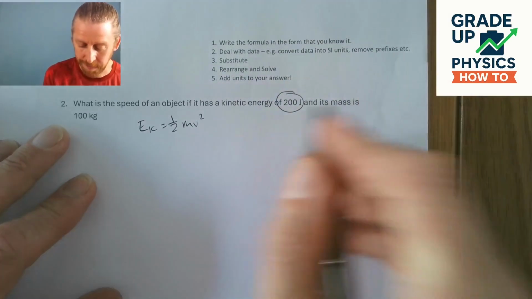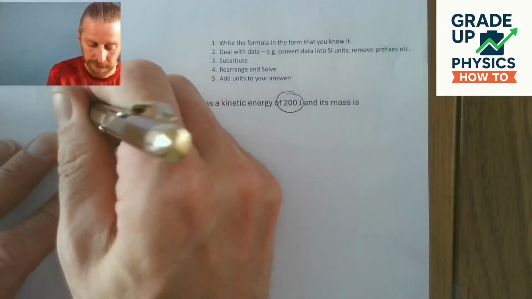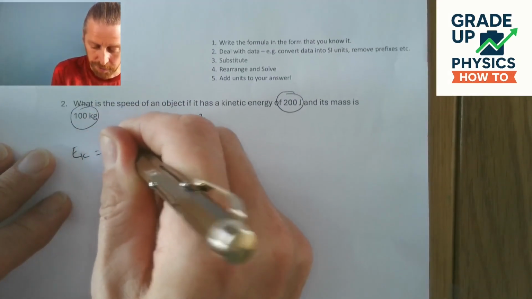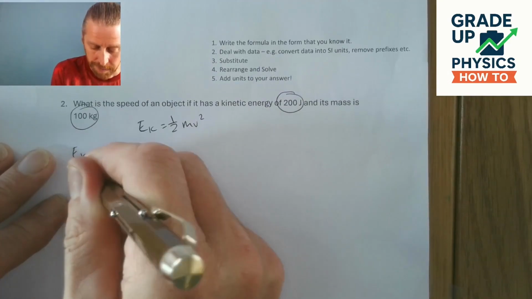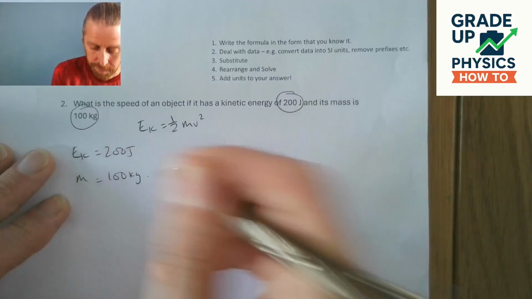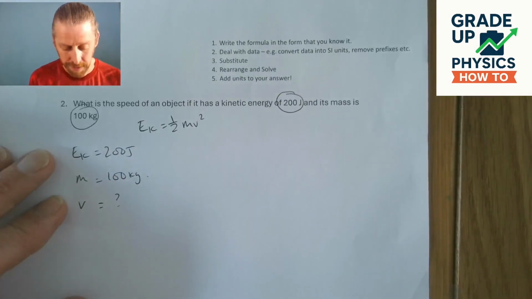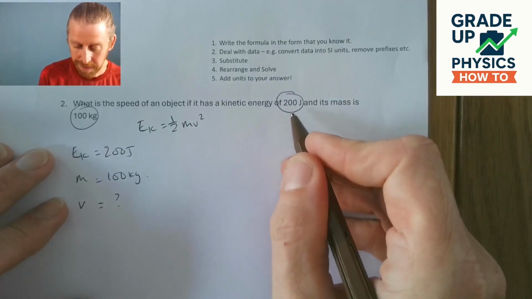So here are our data points: kinetic energy 200 joules and a mass of 100 kilograms. So let's deal with our data. So 200 joules, again the appropriate unit. Our mass is 100 kilograms, again the appropriate unit. And then our speed, the thing that we're trying to find out, is unknown. So let's sub in what we know so far.